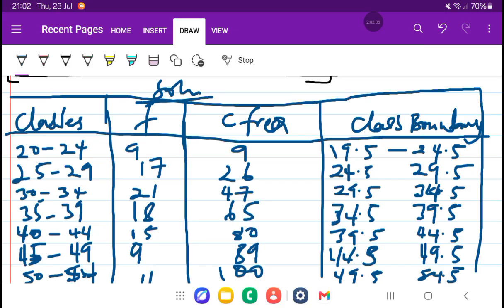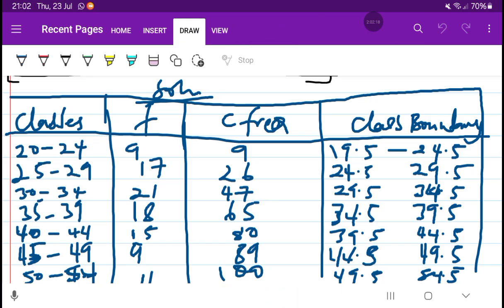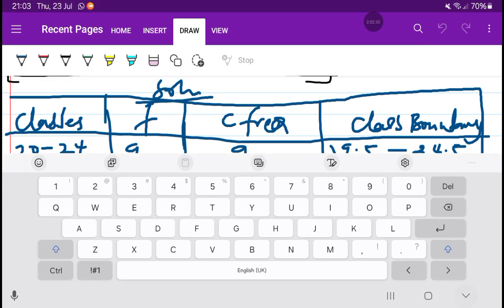So now we move to the quartiles. The quartiles, we said let's start with what we know. We start with the median. Or let's start with the first quartile.